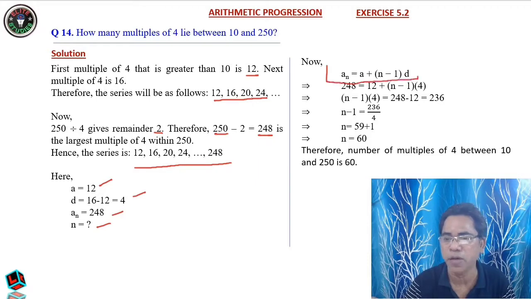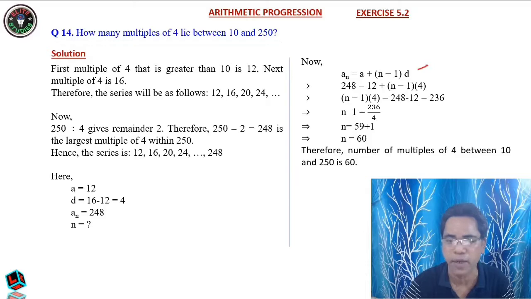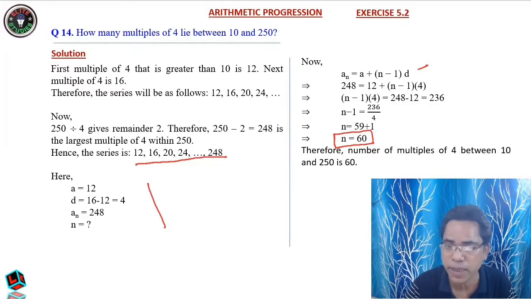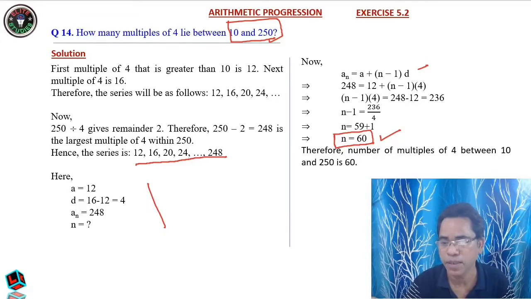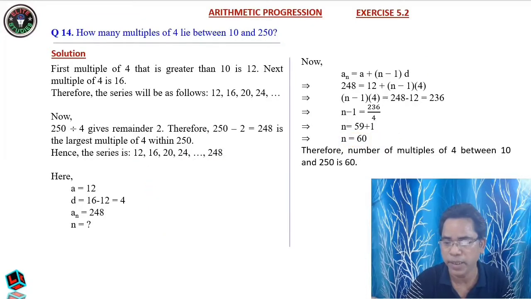So we can get the value of N from the equation AN is equal to A plus N minus 1 D. If you put the values of AN, A and D from here, then you can get the value of N as 60. So in this AP there are 60 such numbers. In other words, between 10 and 250 there are 60 numbers which are multiples of 4, or numbers which are divisible by 4. Okay, students, now take the screenshot, please.